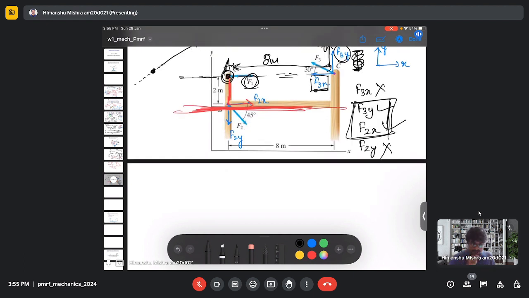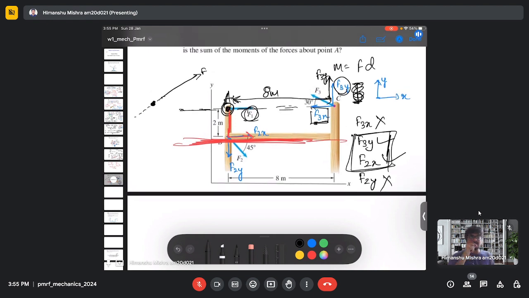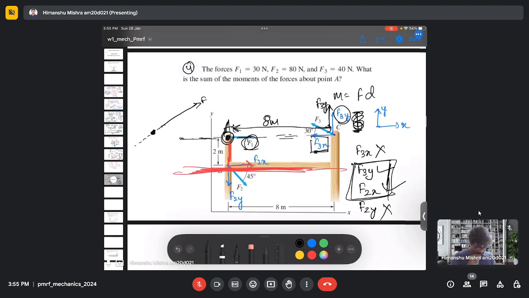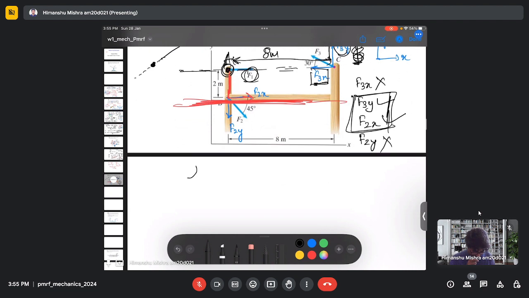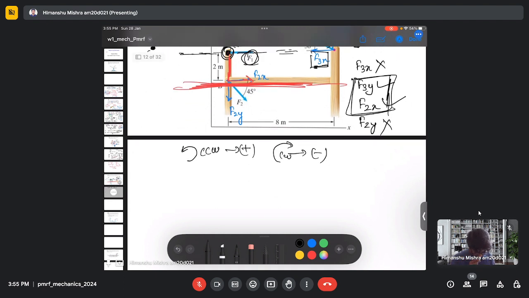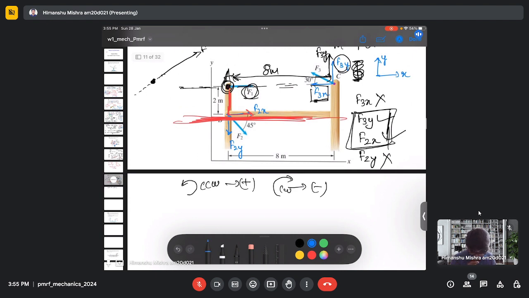Now the second point is you need to actually consider the direction of a movement. You can choose it arbitrarily. For example, let's say here I choose my counterclockwise direction as the positive and the clockwise direction as the negative direction. You can also choose in a reverse way. It's completely random. Now we need to consider these two forces. So the movement about point A will be due to F3y.